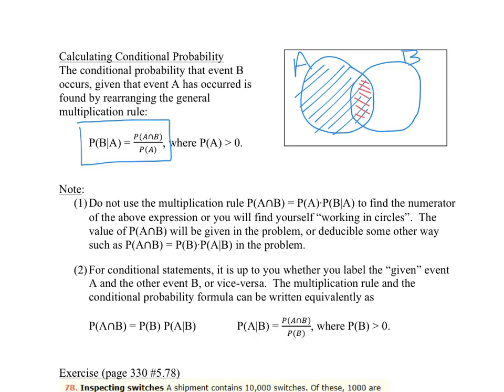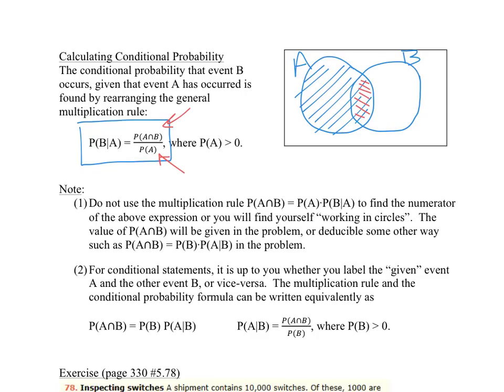That's the numerator of the conditional probability formula, while the denominator is the given event P(A). Notice that there are a few important notes below. If you go to get that numerator, the probability of A intersected with B, you should not use the multiplication rule, P(A) times P(B given A), because you're going to be basically working in circles if you do that. There's going to be some other way in the problem to compute that numerator.